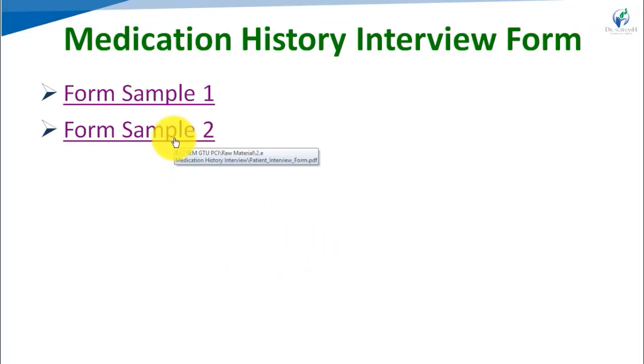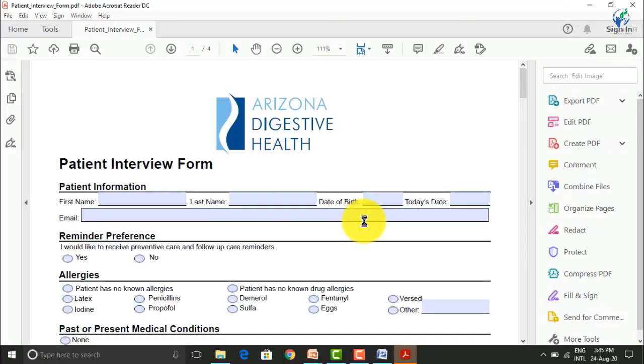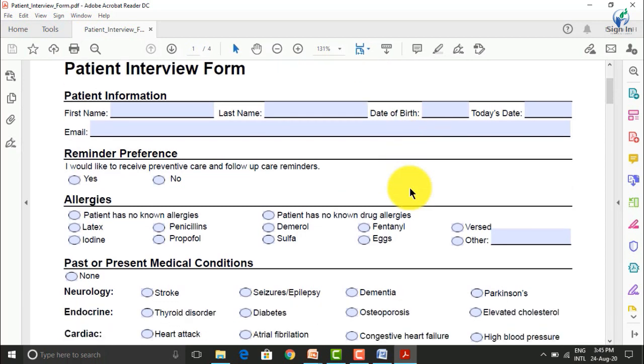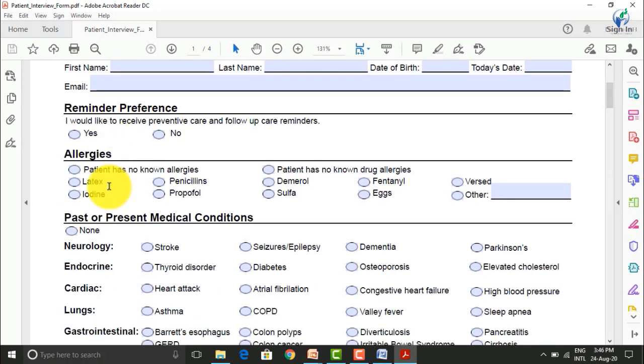Then another one sample, we can say the another one sample here. This is also the same thing. Patient information, first name, last name, date of birth, today's date, email. Then reminder preference they have added. That means if I would like to receive any preventive care and follow-up care, then reminders of such a care. If the patient wants to have the reminder, then he can mention over here yes. Then allergies, if the patient is having any allergies, then we have to give that information over here.